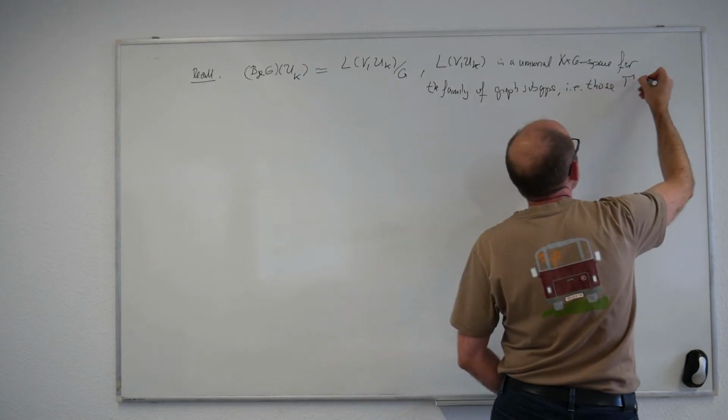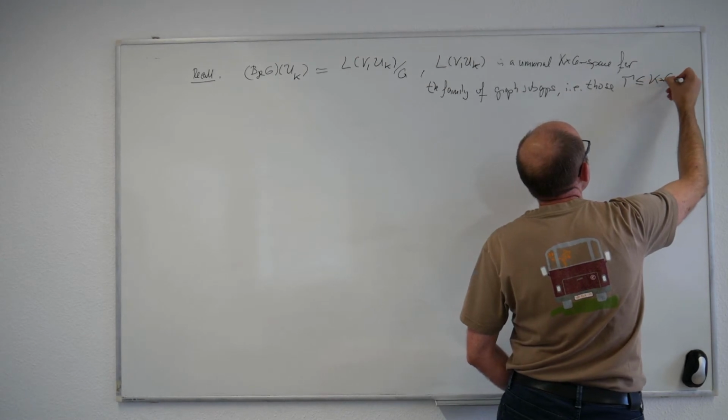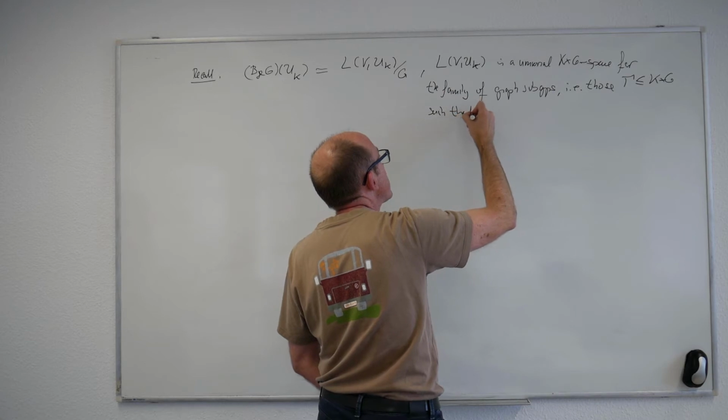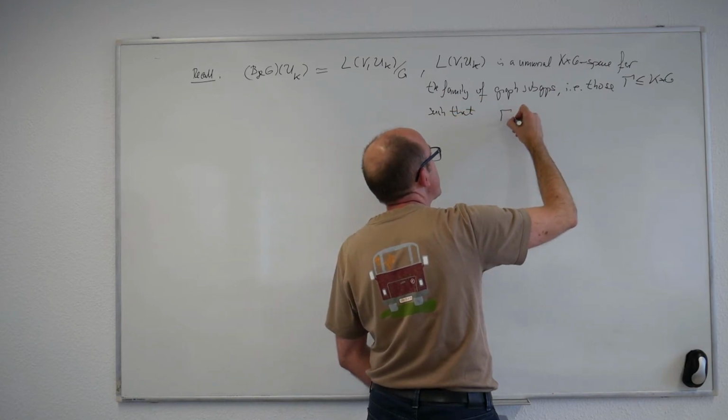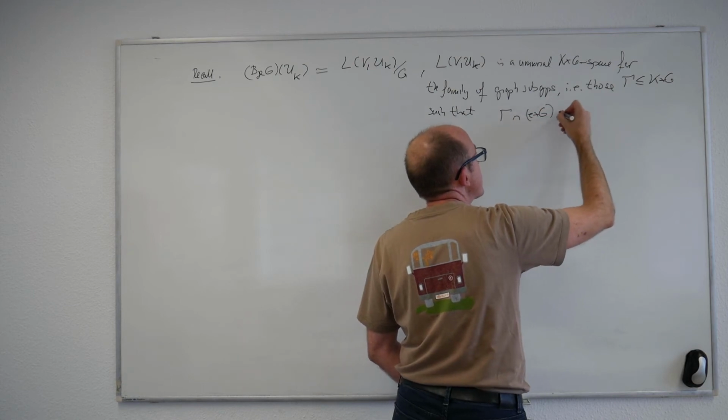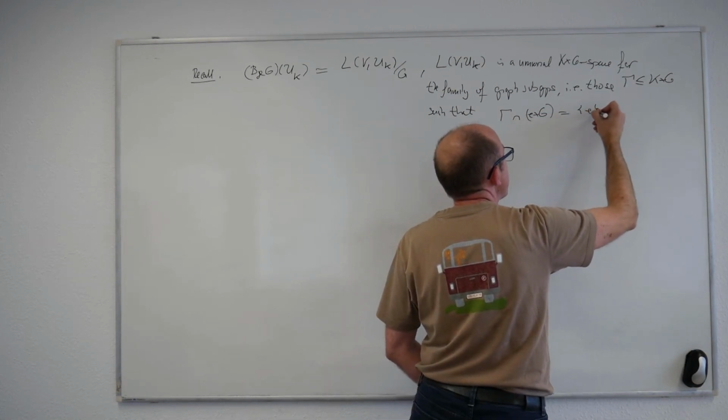those closed subgroups gamma in K cross G such that gamma intersected with 1 times G, so we look at the part that sits in the second copy, is just the identity element.